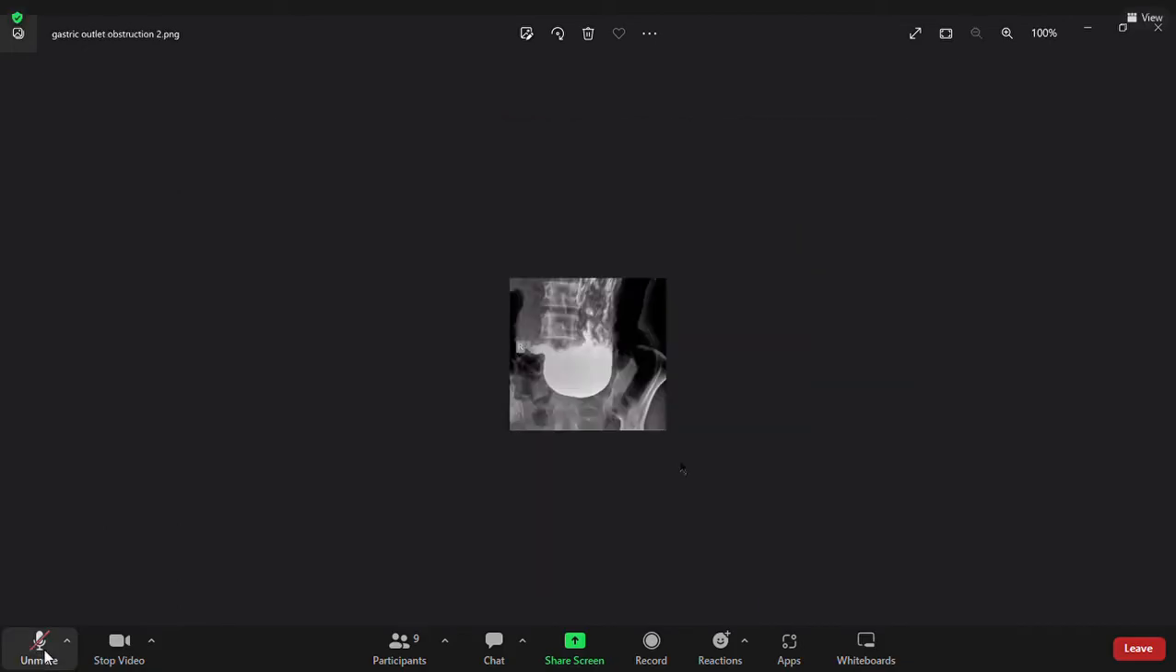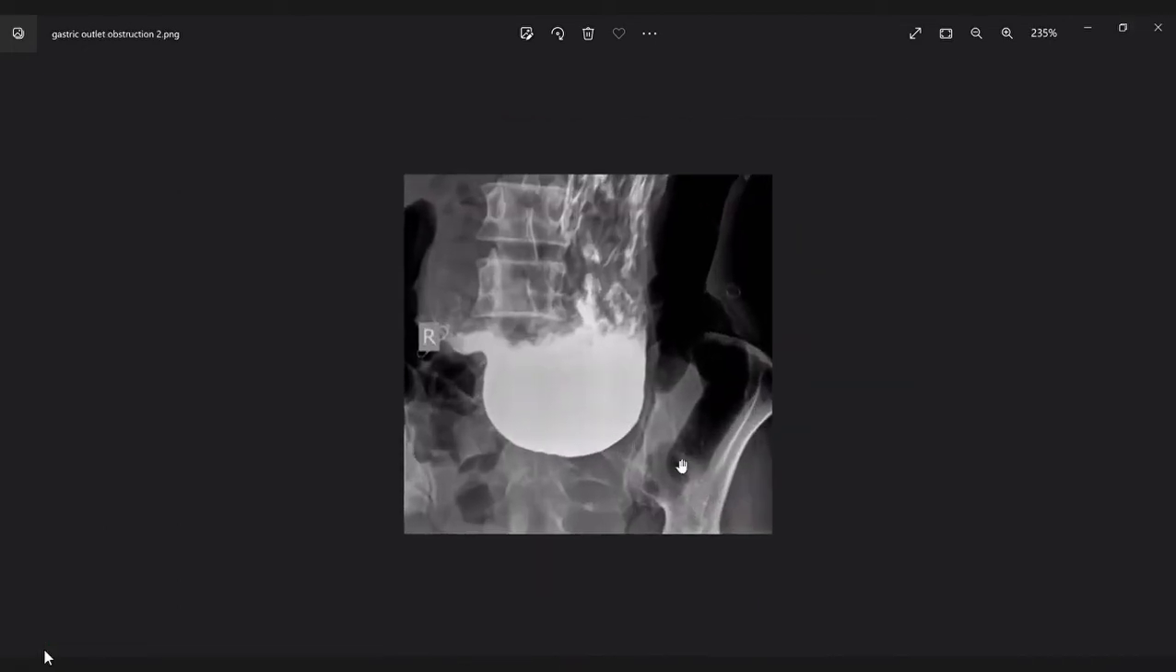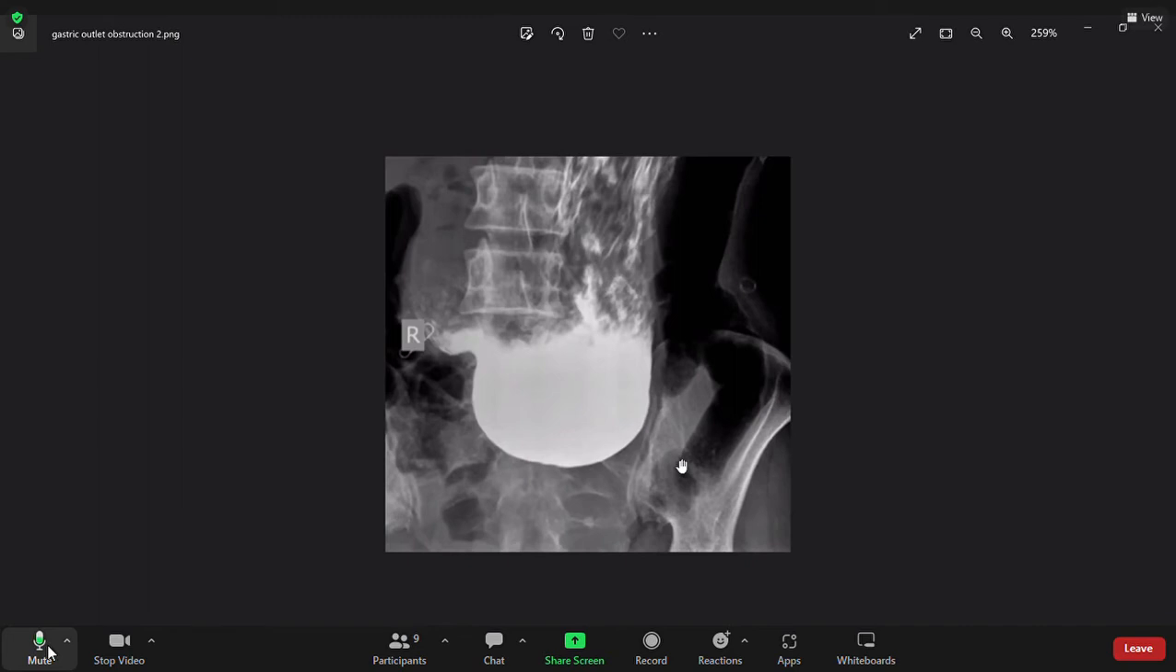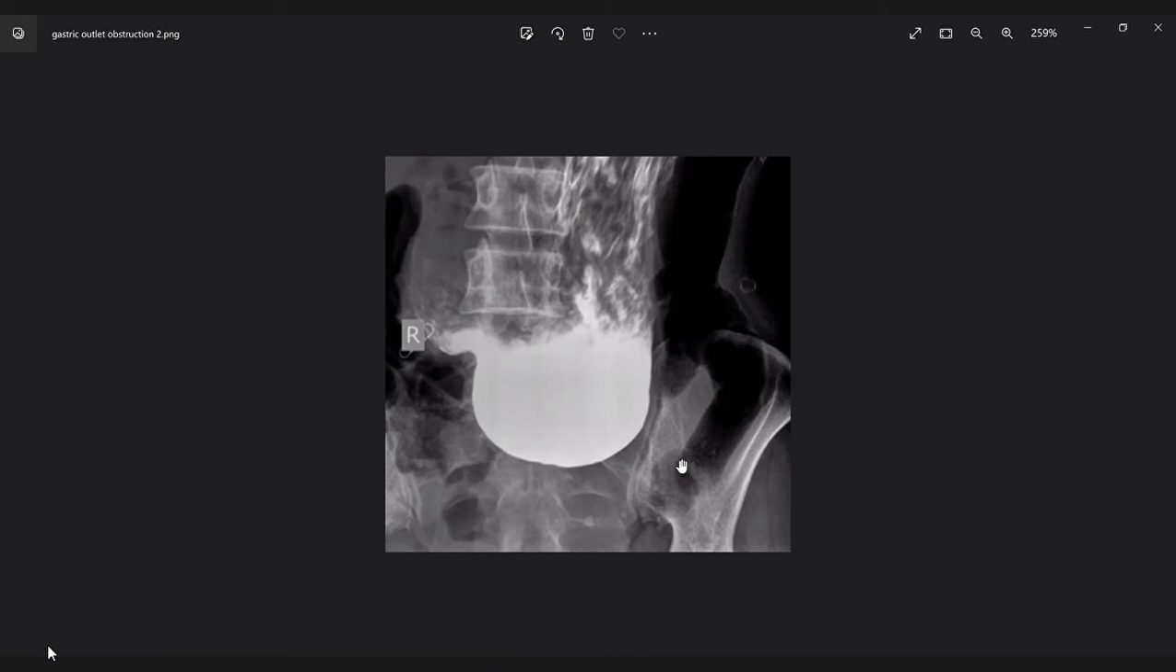All right. Let's try this one. This is a little bit more tricky. Well, maybe not. What sort of a study is this? Yeah, it's a barium meal. Why do you say that? Well, it's further down, you know, this is a pelvis.